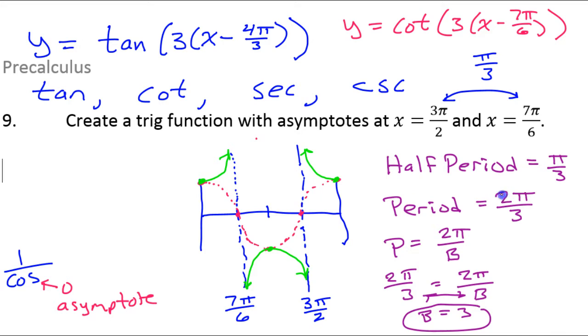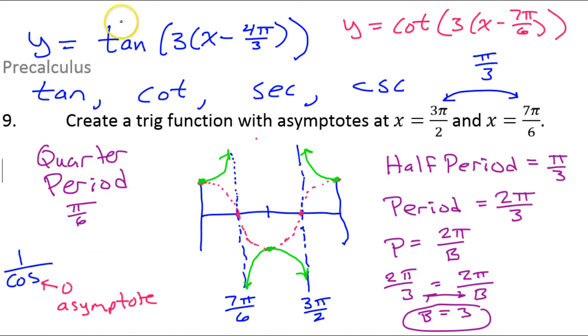So the period is 2 pi over 3. Half the period is pi over 3. A quarter period, I mean, you should be able to figure out, a quarter period is going to be half of the half period. So the half period is pi over 3, so the quarter period is going to be pi over 6.